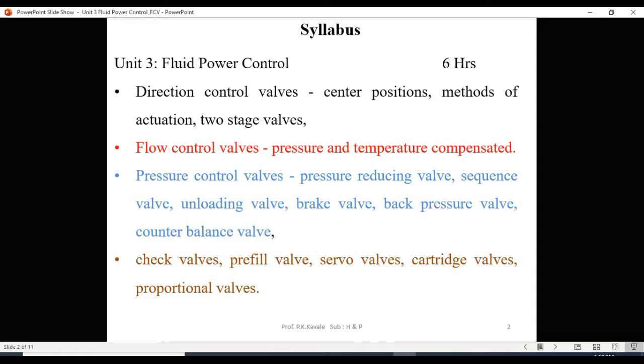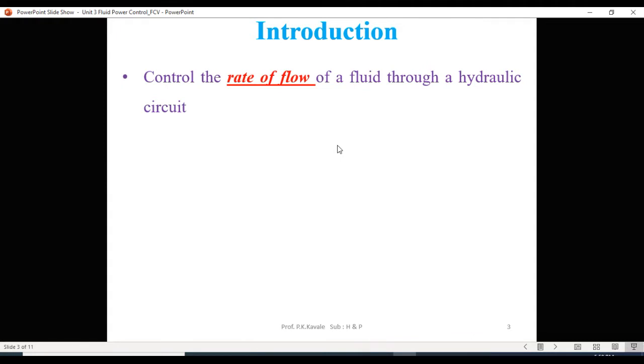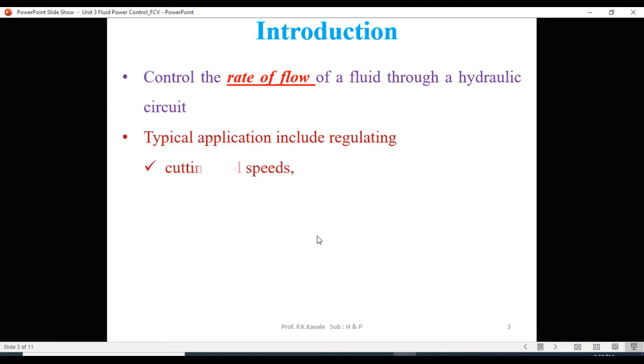A flow control valve controls the rate of flow of a fluid through a hydraulic circuit. For example, what is fluid power? It is pressure multiplied by flow. So if you control the flow, then the hydraulic power will be controlled. Typical applications include regulating cutting tool speed, spindle speed, surface grinder speed, and the travel rate of vertically supported loads moved upward and downward by forklift and dumping.